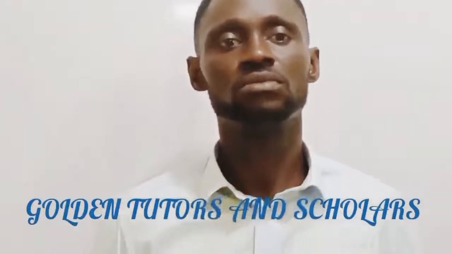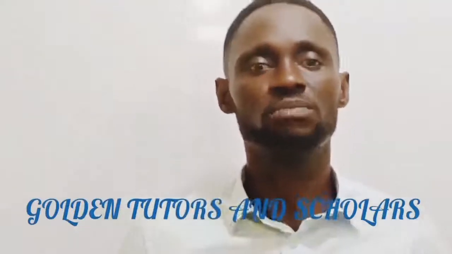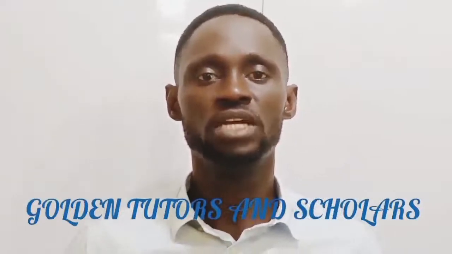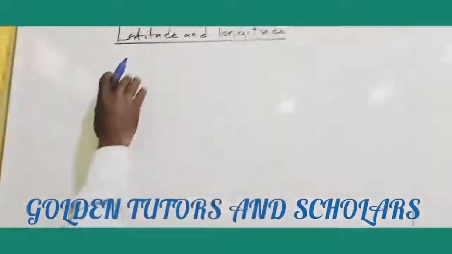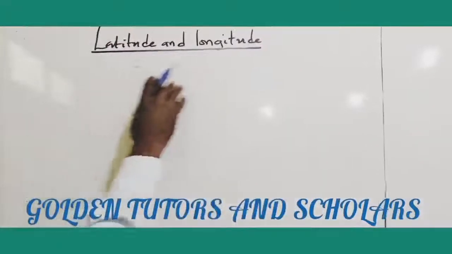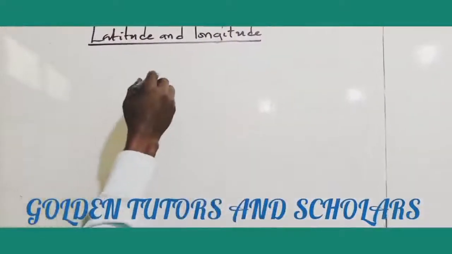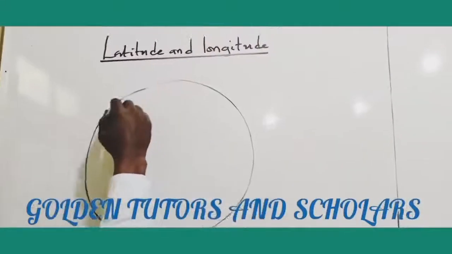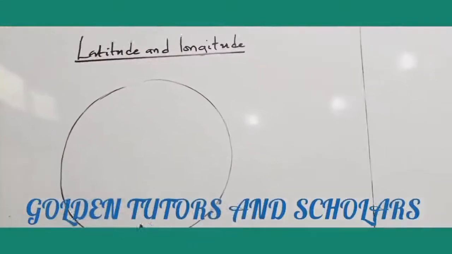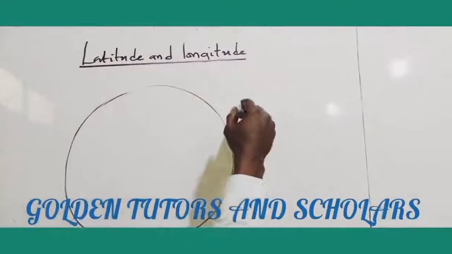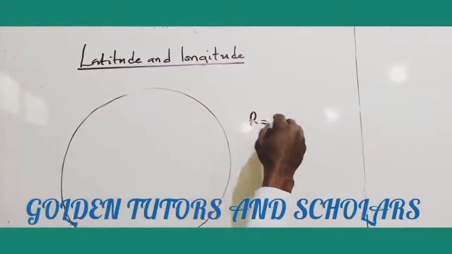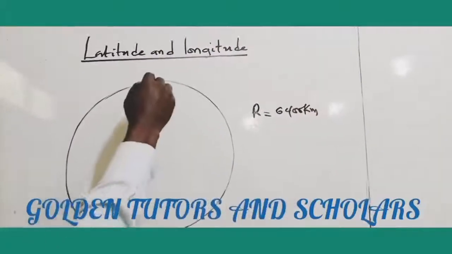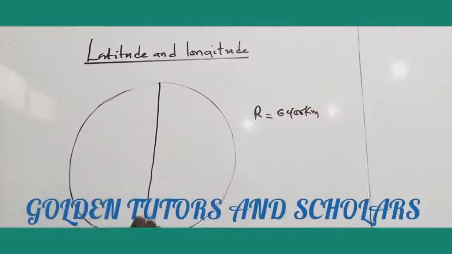So right away, I'll take us across some things we need to know on latitude and longitude, so that we'll also find ways to solve problems with this. To address this topic, we'll consider the Earth as a spherical object of radius. The radius of the Earth here is 6,400 kilometers.